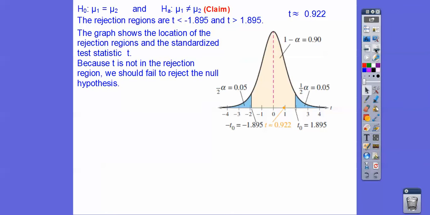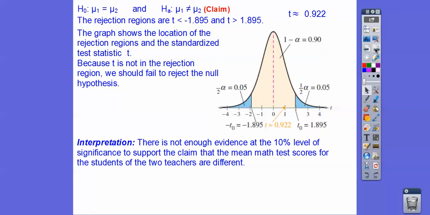Because it does not fall in the rejection region, we're going to fail to reject the null hypothesis. Always wrap it up; don't just say we fail to reject the null and then stop. Always interpret that in the context of the problem. So there's not enough evidence at the 10% level of significance to support the claim that the mean math test scores for the students of the two teachers are different.